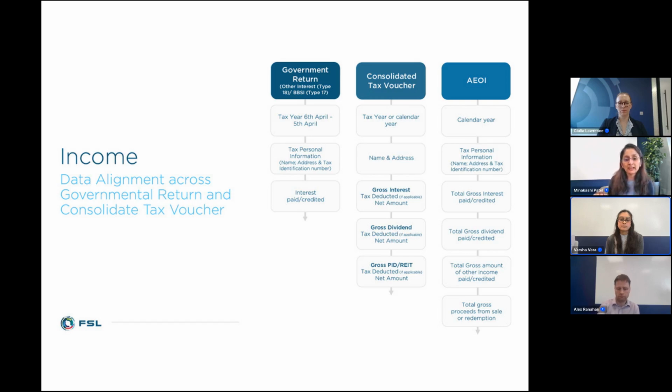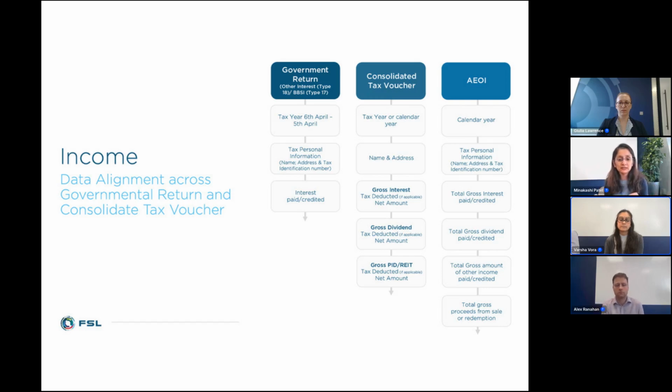So having that all correct in one place means that you've got it correct across not just the governmental return, but also the consolidated tax voucher and also your CRS as well. In the governmental return, you generally tend to report interest paid and credited. So again, if you've got that correct in that return, then that should flow through into your consolidated tax voucher as well, into the gross interest, gross dividends, and gross or net PIDs as well. And a lot of that information, if you summed it up, should equal what's in your BBSI.